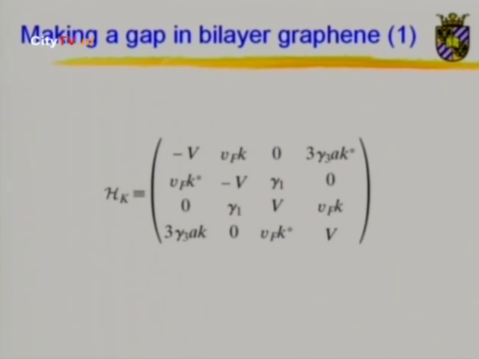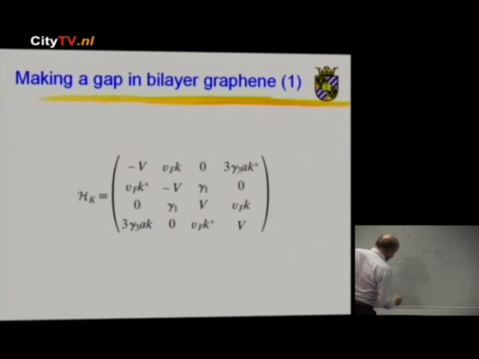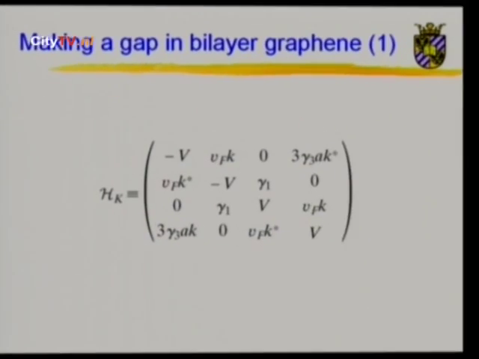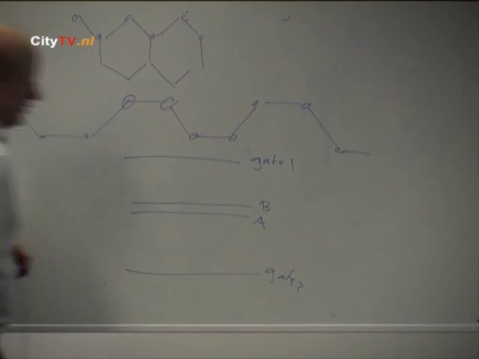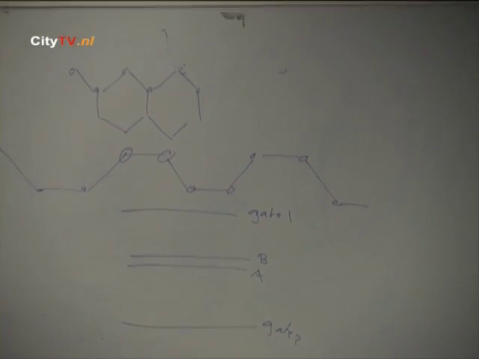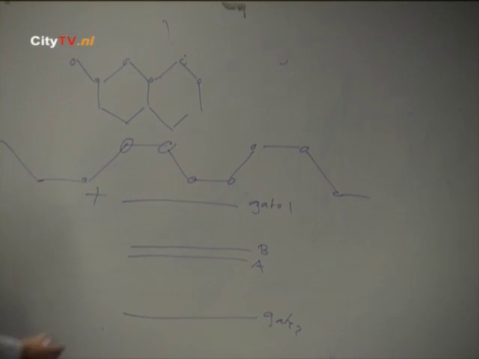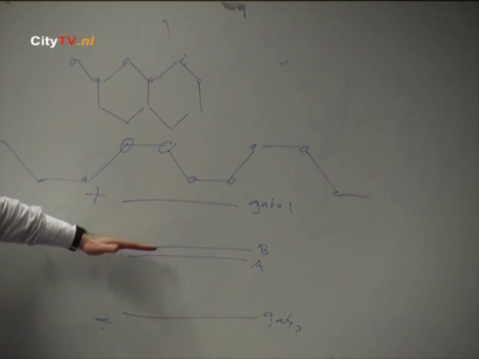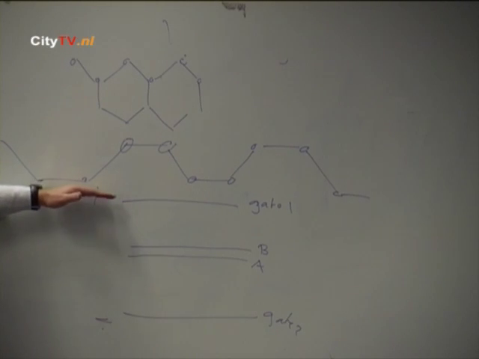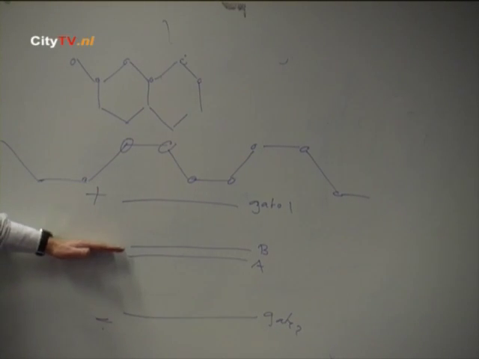This is the 2 layers, the A and the B layer. Now I'm going to make a gate on top, which you call gate 1, and I'm going to make a gate on the bottom, gate 2, and I'm going to apply a positive voltage to this one and a negative voltage to that one. So if this would be a single layer, there would be no effect, because this positive gate voltage wants to attract electrons, the negative gate voltage wants to attract holes.